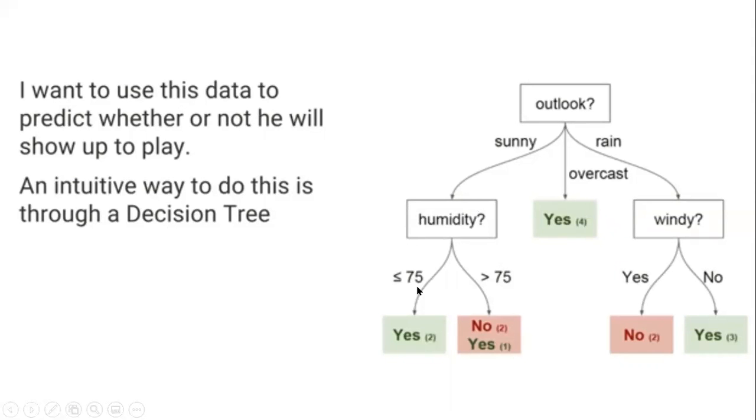So if humidity is less than 75, then yes, people are coming to play. If the humidity is more than 75, people are not coming to play 2 times, and 1 time they are coming to play. That means this is also not pure. We have to further ask questions here, right? See, it is not completely divided. All the green ones give you a complete division. Whether it is windy: if it is windy, nobody will play. If it is not windy, people will play.